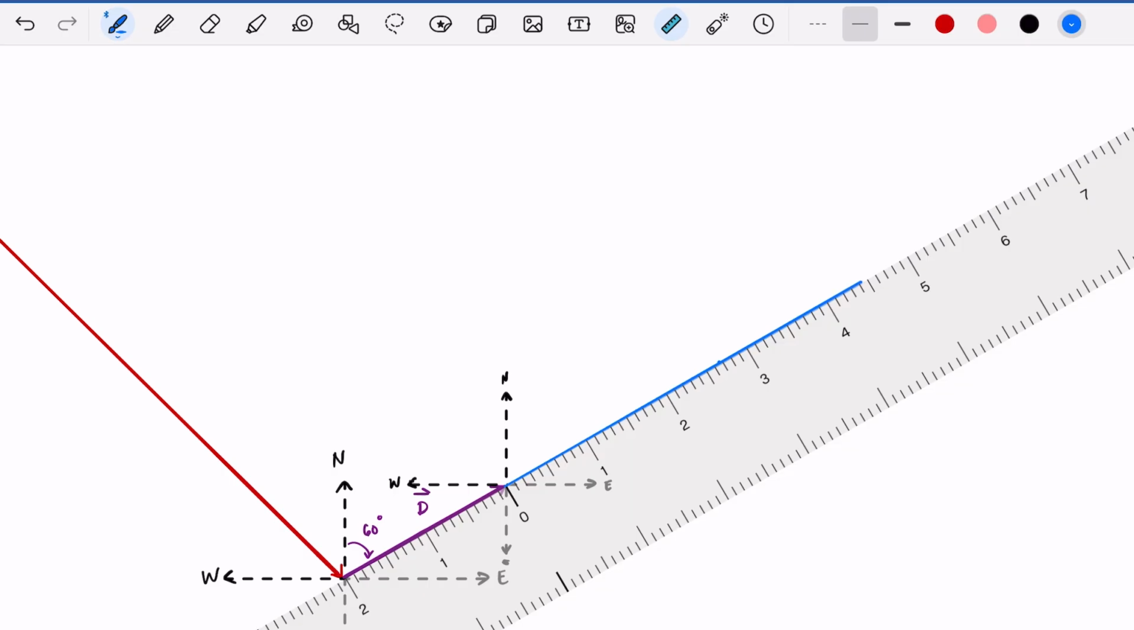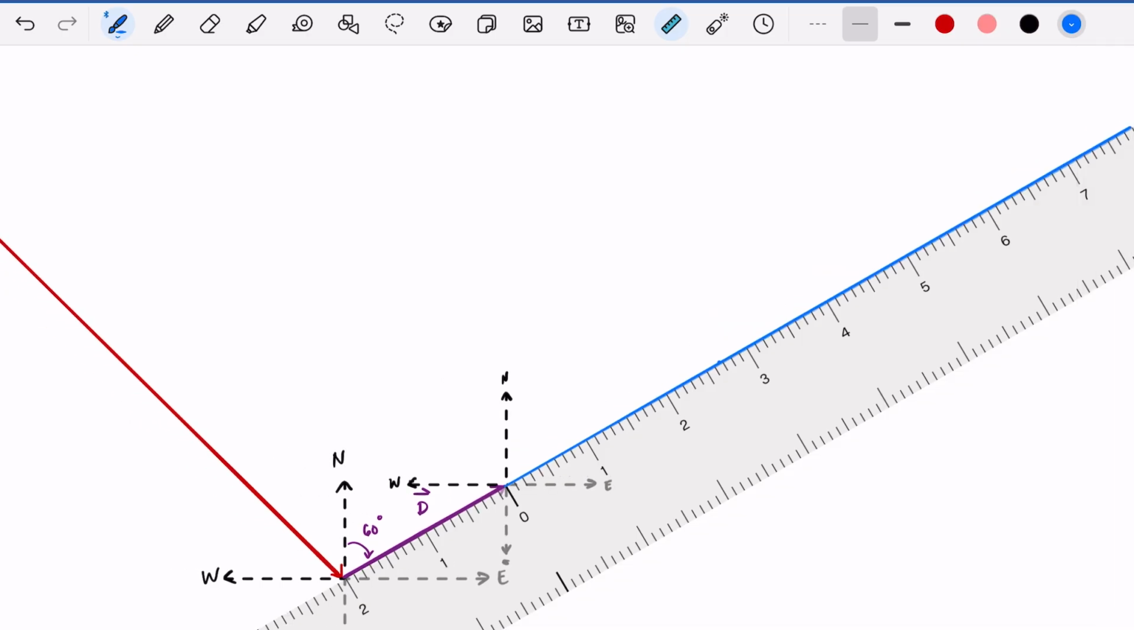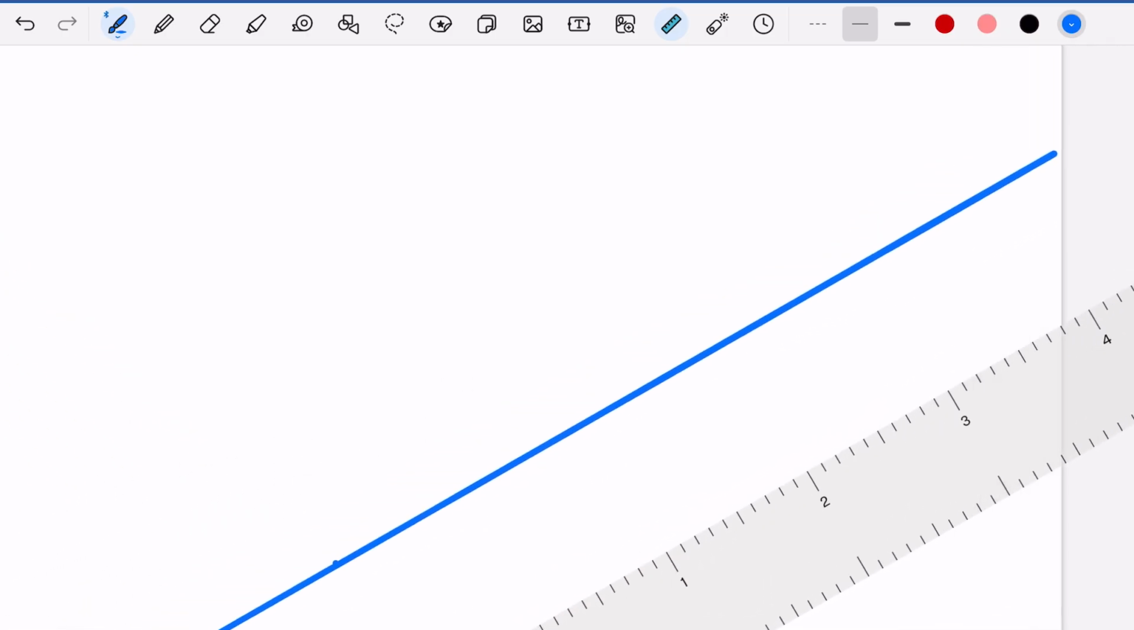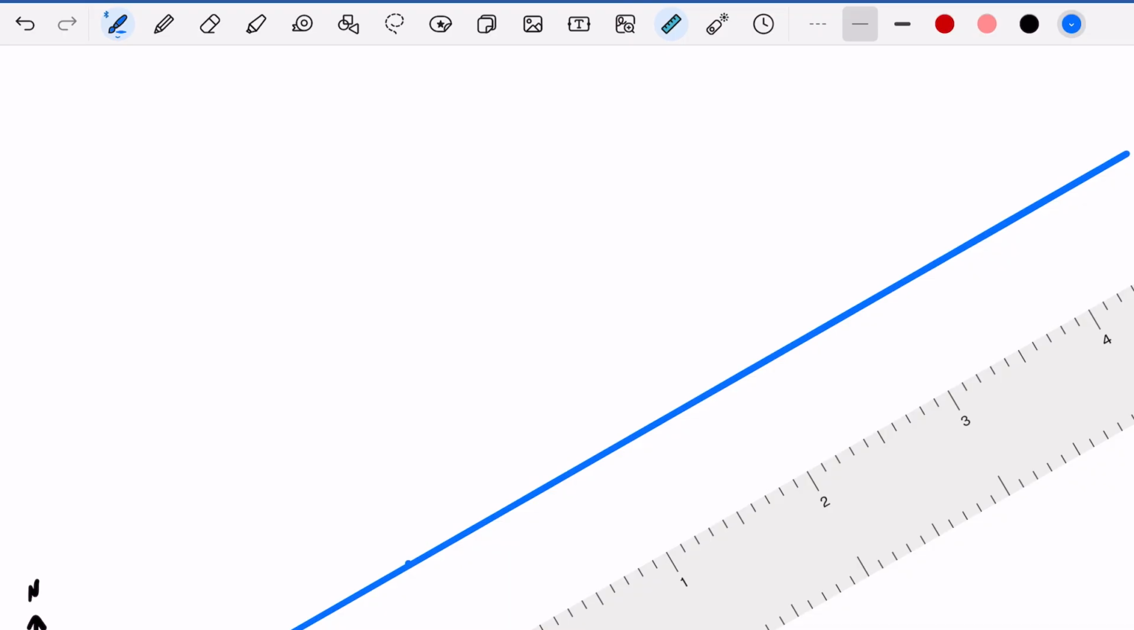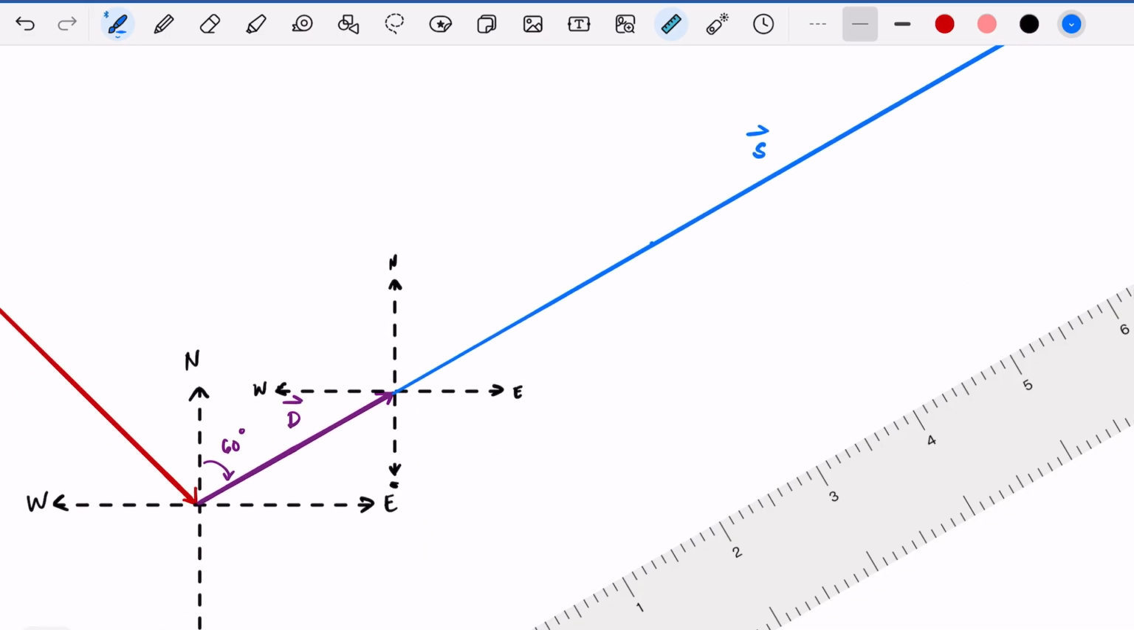So this is 8 centimeters right there. Yeah, it's exactly 8. This right here is 8. So that is 8. And this is my vector S. And my angle is here.